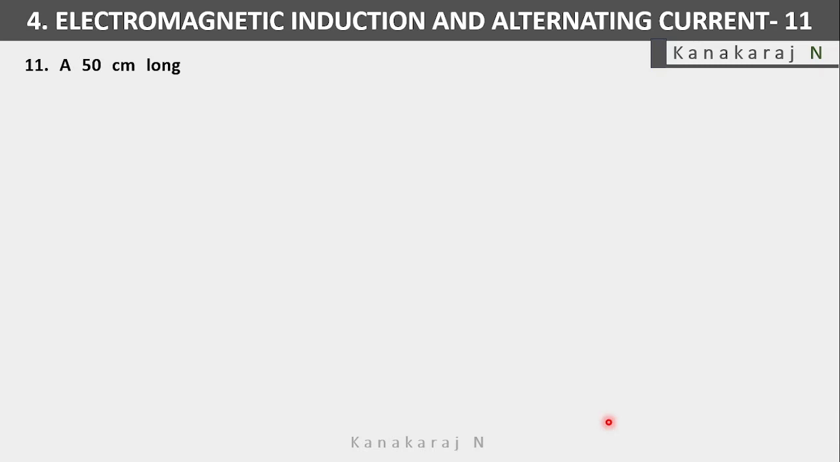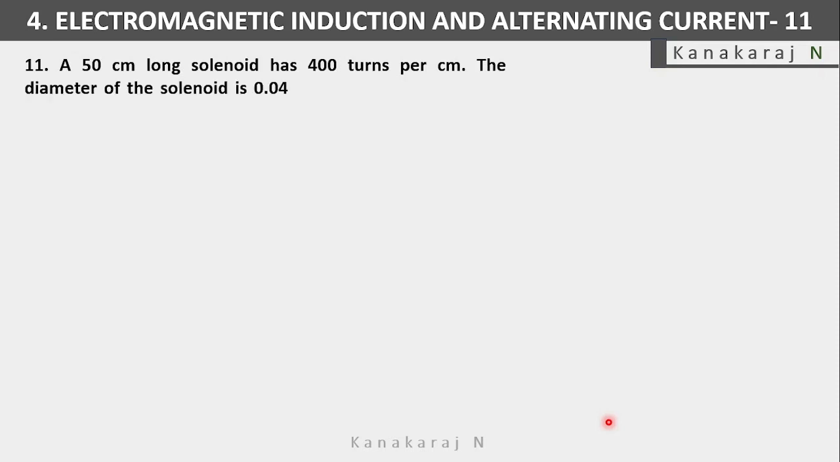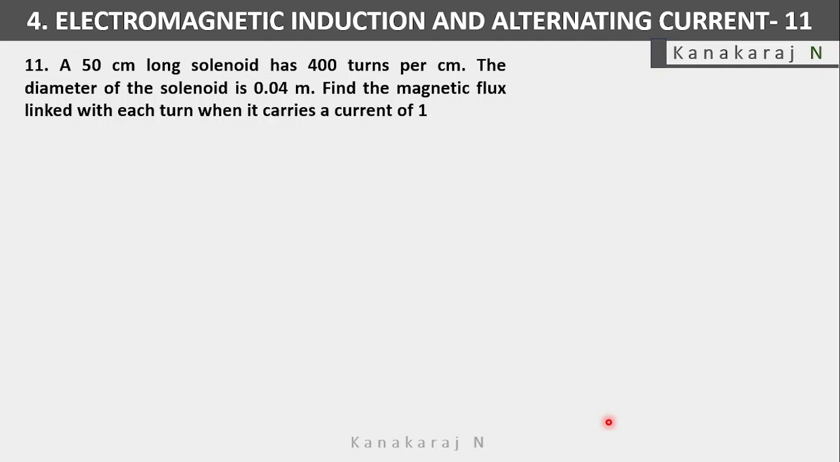A 50 centimeter long solenoid has 400 turns per centimeter. The diameter of the solenoid is 0.04 meter. Find the magnetic flux linked with each turn when it carries a current of 1 ampere.